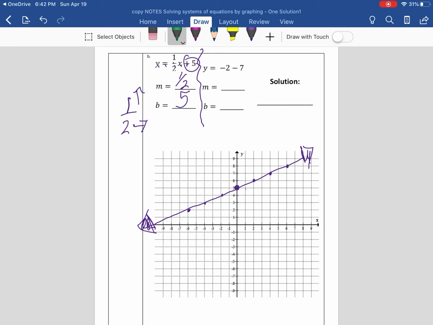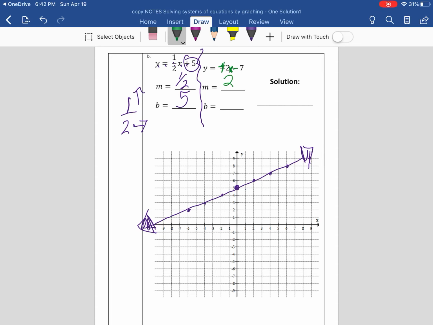Now let's pick a different color here. Let's try green this time. And now let's do y equals a negative 2. This is a typo. This is supposed to be a positive 2, and then we've got to get our x in there. There we go. All right, so y equals a positive 2x minus 7.